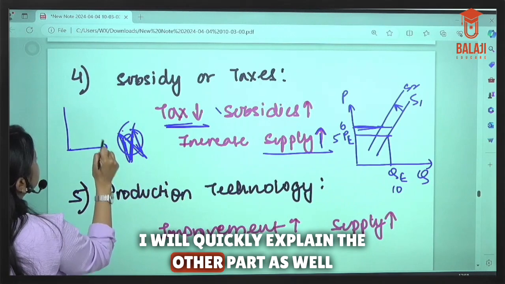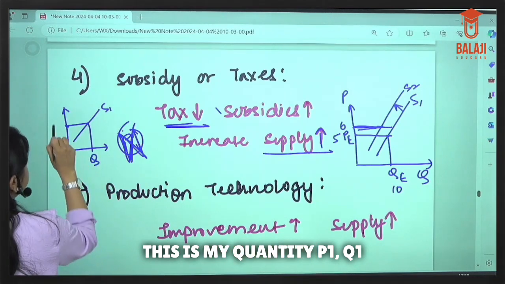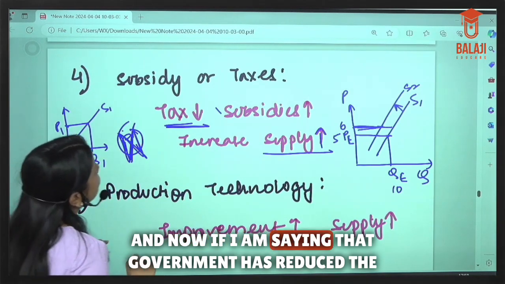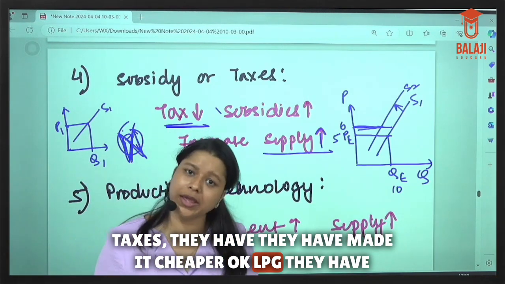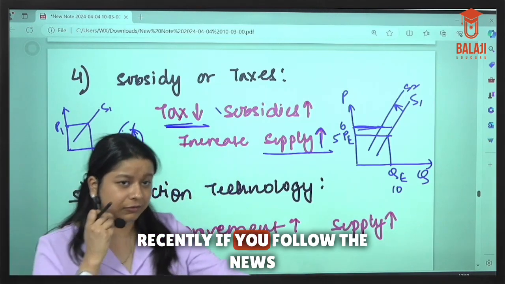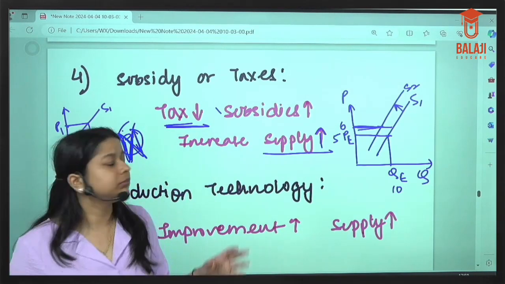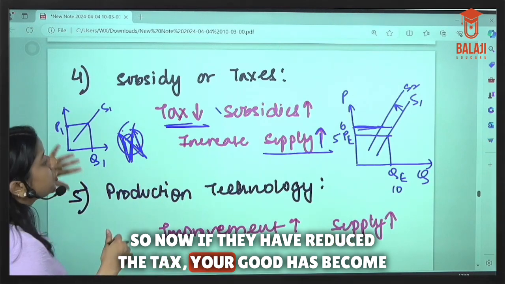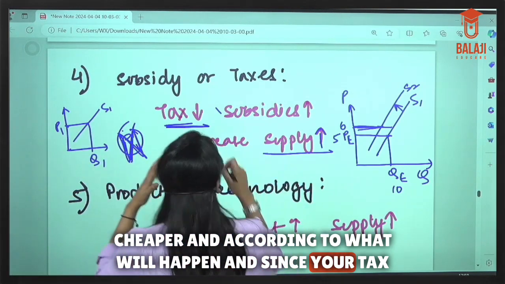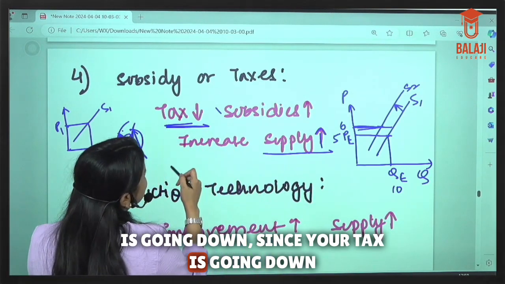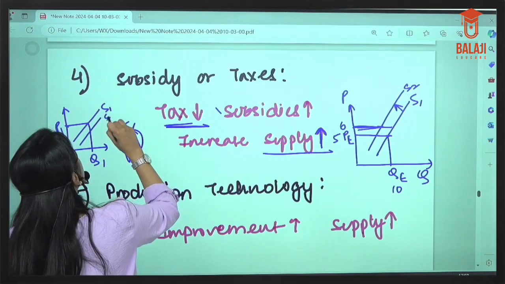I'll quickly explain the other part as well. So if this is my S1, let's say this is my price and this is my quantity, P1, Q1. And now I'm saying that the government has reduced the taxes, they have made it cheaper. Take LPG: if you follow the news, they have recently reduced the tax on LPG. So now, if they have reduced the tax, your good has become cheaper, and since your tax is going down, you will increase the supply. It will move to the right.